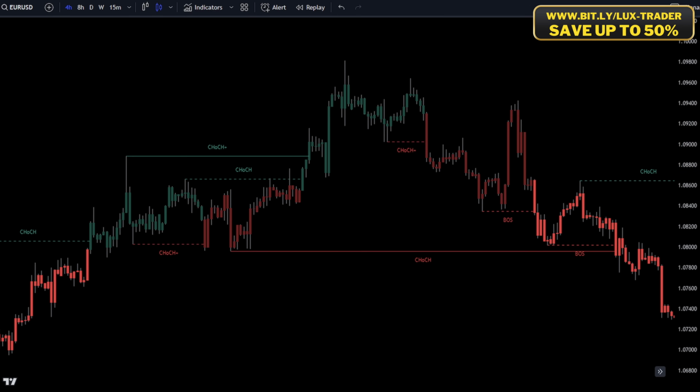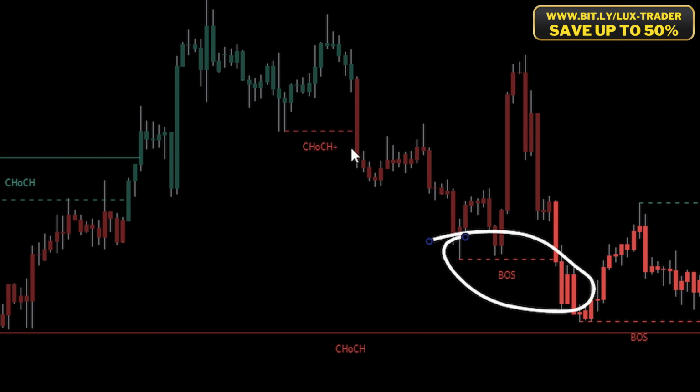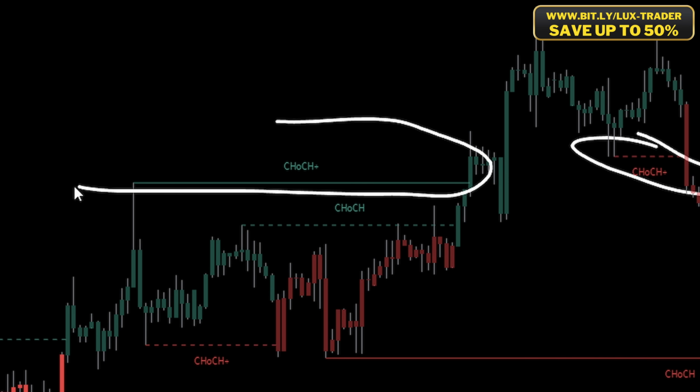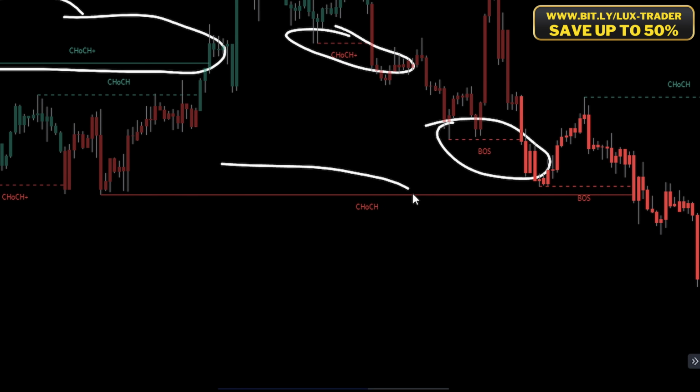Please note that this indicator shows break of market structure and change of character for both internal and external structures, meaning short-term and long-term trends. The ones with a dashed line represent internals, indicating shorter-term structures within the longer-term trend. The ones with a solid line indicate long-term or swing structures.